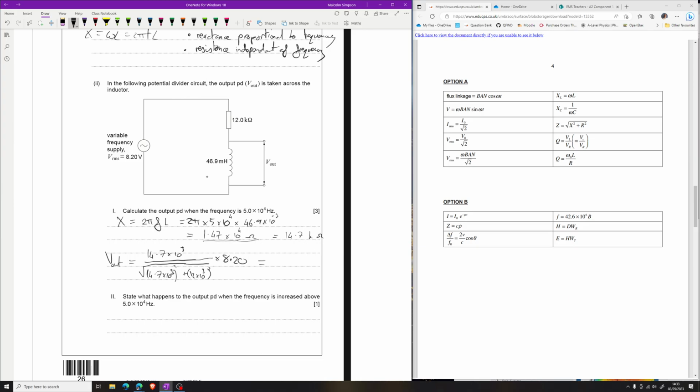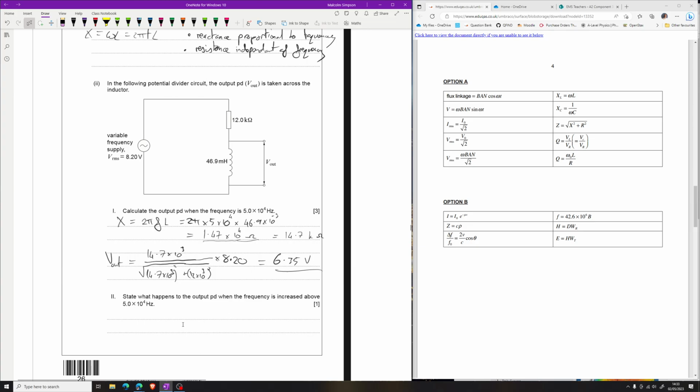So basically, fraction of the total impedance that is represented by the inductor, sorry, multiplied by the input is what we're going for here. Let me just chuck that in the calculator. So what have I got? 14.7, and that's over square root 14.7 squared plus 12 squared multiplied by 0.2. It gives me 6.35 volts. Okay.